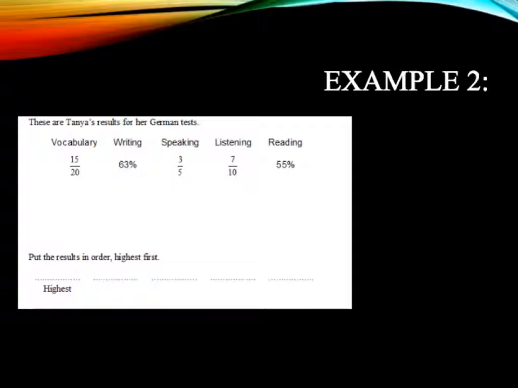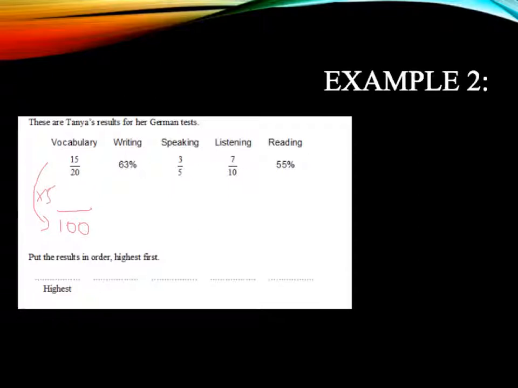Now we've got 2 of these that are percentages, and it's easier, from my point of view, I think it's easier to convert a fraction into a percentage so that we can then look at ordering them highest first. So let's do the first one. This vocabulary, 15 out of 20. If I'm converting it into a percentage, I need it out of 100. What can I do to multiply 20 by something to get to 100? Well, 5 20s are 100.